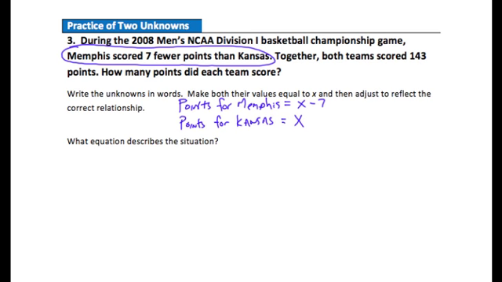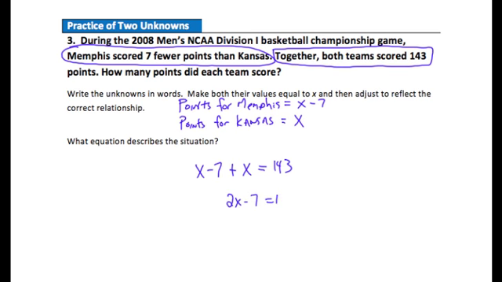So let's see, we've got both unknowns described. Now we want to look to write an equation. And again, these are usually written as a total. And here it is right here. Together, both teams scored 143 points, which means if we add their points together, we're going to come up with 143. So let's see. Here are the points for Memphis. We already decided that the number of points Memphis scored was x minus 7. There's our points for Memphis, plus the points for Kansas, which is just x, has to now total 143. There's our equation. Now all we have to do is solve it. So let's see. It looks like we're going to have 2x minus 7 equals 143. Add 7 to both sides.